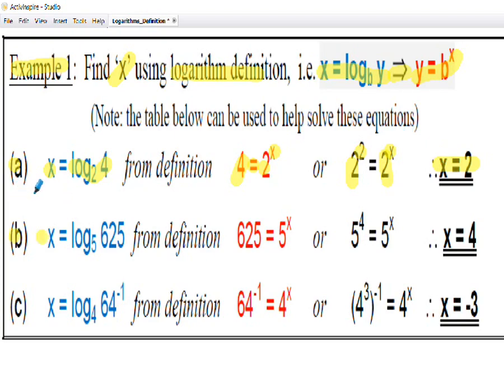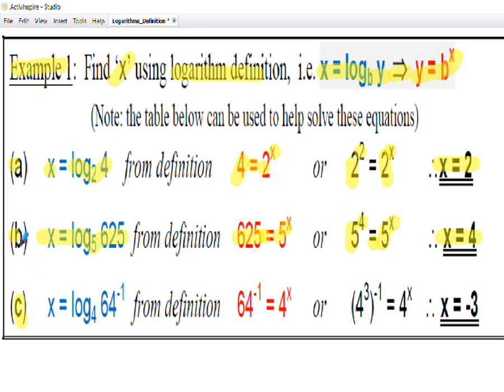Question B, I've got x equal to log to the base 5 of 625. Again, writing that from the definition in the exponential form, that is 625 is equal to 5 to the x. Y, 625, equals the base, 5 in this case, to the power of x. And again, using my table on the previous slide, I notice 625 is actually 5 raised to the power of 4. So on the left-hand side, I can write 5 to the power of 4 is equal to, on the right-hand side, 5 to the power x. Because the bases are the same, both 5, I can equate the indices, so x is equal to 4.